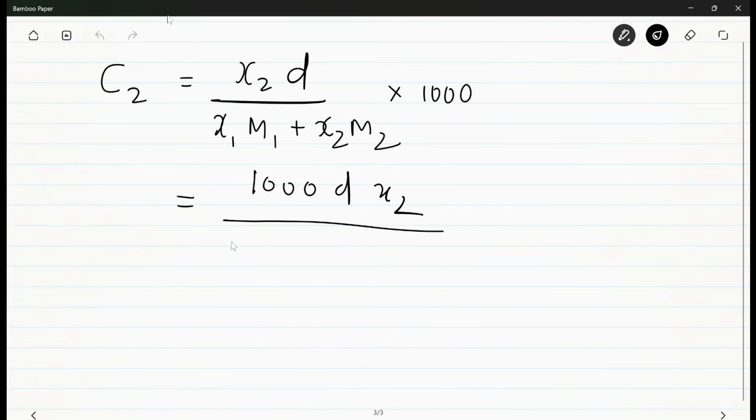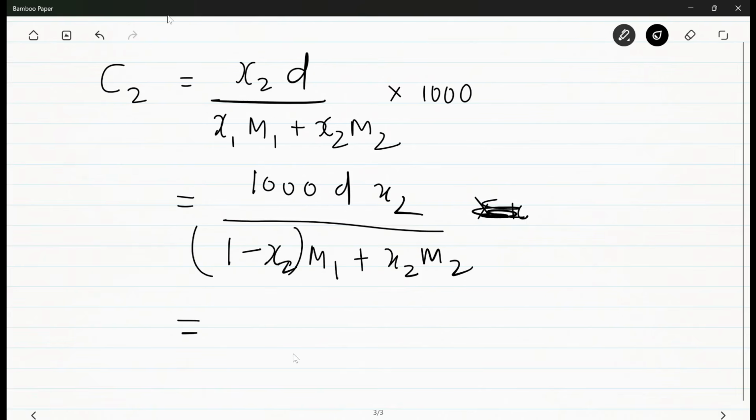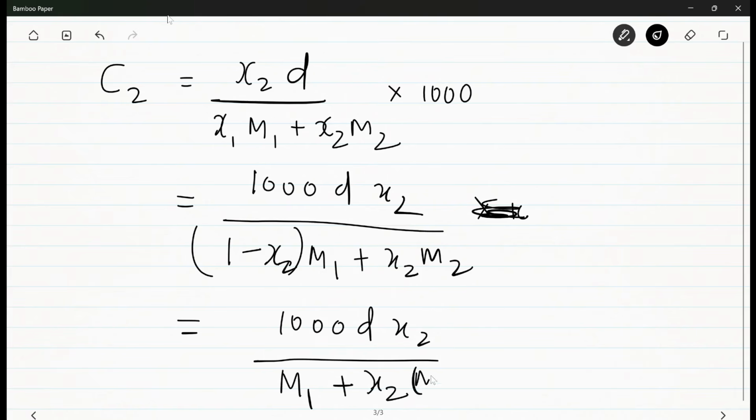So now you know x1 is 1 minus x2, so 1 minus x2 into m1 plus x2 into m2. So now you solve: 1000 d x2 over m1 plus x2 common. If we take x2 common, m2 minus m1. Done. This is the final answer.